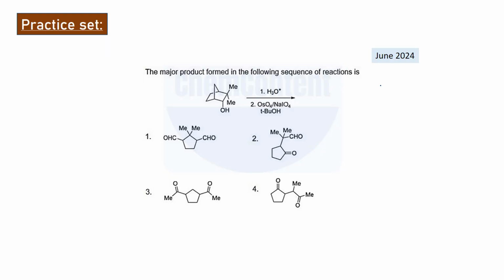What will be the major product of the following reaction sequence? This is also a question from NET 2024. In the first step, they have given acid. So obviously this OH will be protonated and get removed from the system.